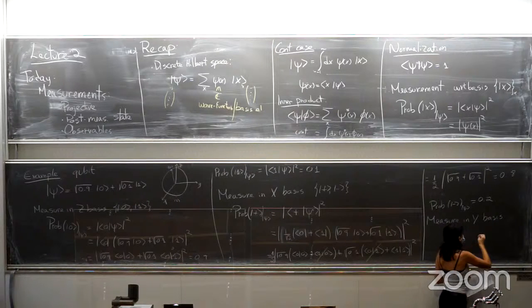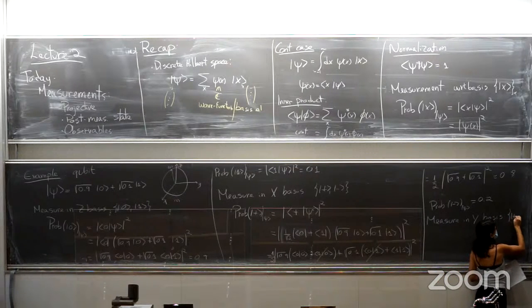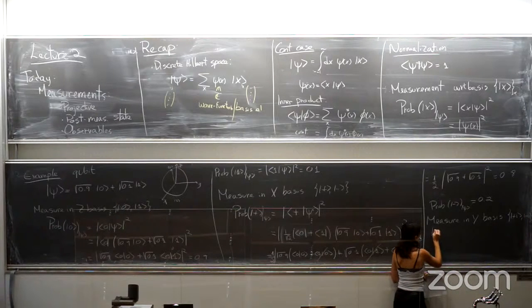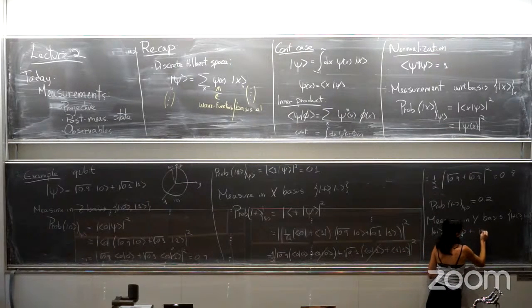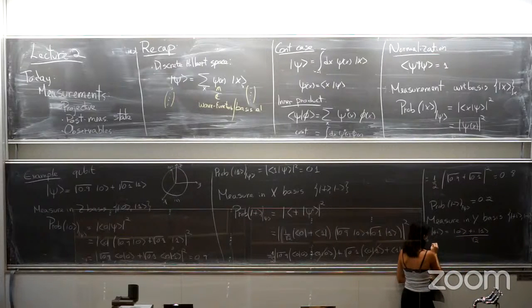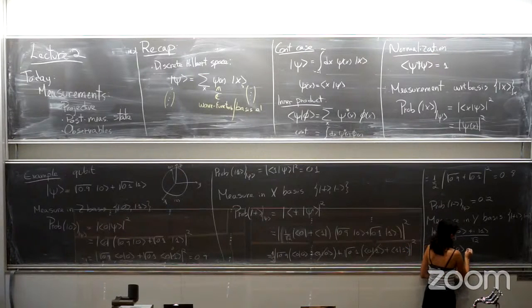So the y basis, we call it plus i and minus i states, and they are defined. So plus i is (|0> + i|1>) over square root of 2, and minus i is (|0> - i|1>) over square root of 2.